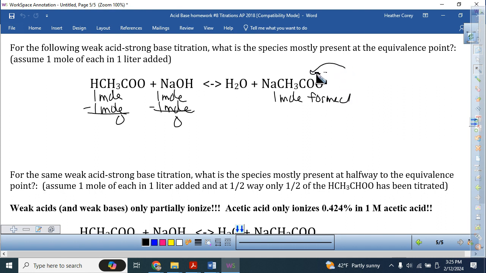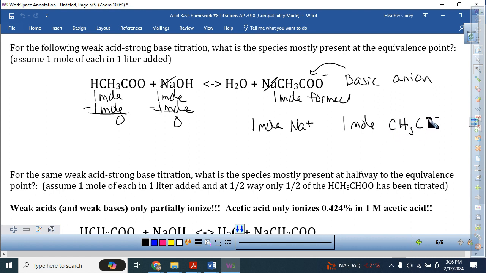Now this is not a neutral salt. The Na plus is a neutral ion, but this is a basic anion. If you put this into water, it's going to produce OH minus, and so it's basic. So we have 1 mole of this formed. This is a spectator ion, so we could say we have 1 mole of Na plus at the equivalence point and 1 mole of our CH3COO minus.